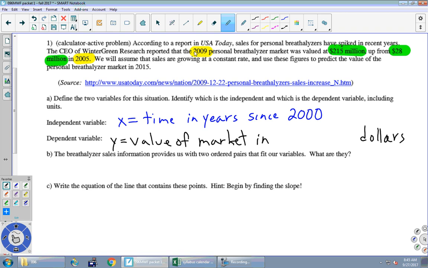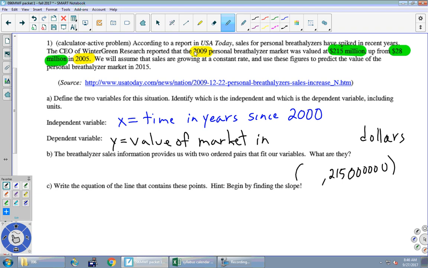This is a totally fine definition. Y is equal to the market value in dollars. That's fine. But if we stop right there, then when we are writing an ordered pair, and I see that 215 million, what do I have to put here? 215, and then what? 1, 2, 3, 4, 5, 6.